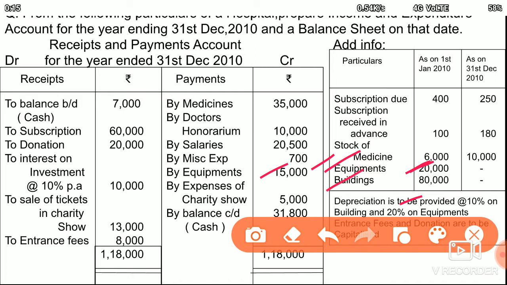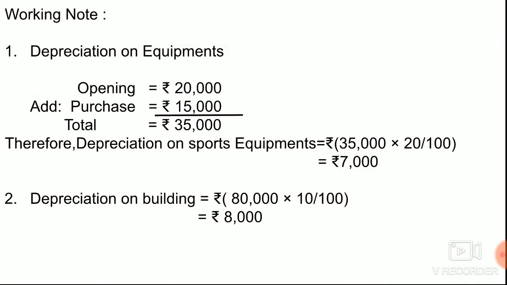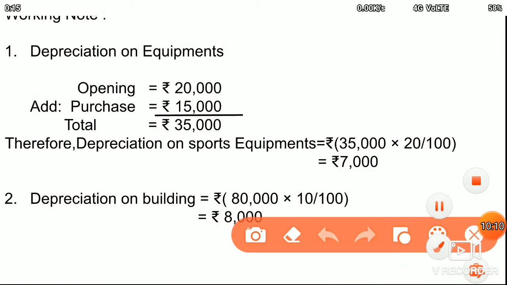And also for building also we have to calculate the depreciation on the opening, that is 80,000 for 1 year, depreciation at the rate of 10%. There is no purchase of building. We don't see any purchases of building, so it will be only on the opening value. So when we calculate the depreciation, it will be like this.